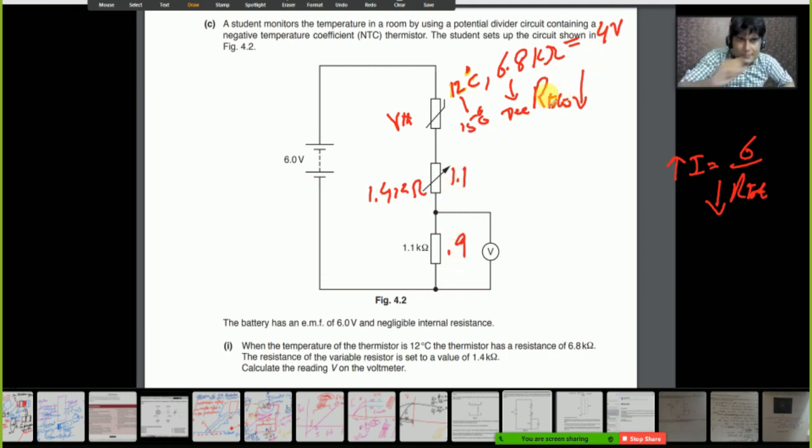Got it. Now I increase the temperature. So if you increase the temperature, then the resistance will get decrease. If the resistance decreases, then it means voltage will also get decrease, because V is equal to IR. So V is directly proportional to resistance. So voltage gets decrease. Let's say that is decreased to 2 volt.